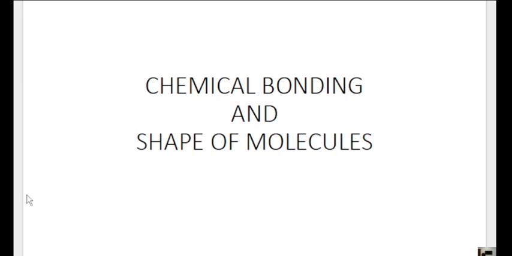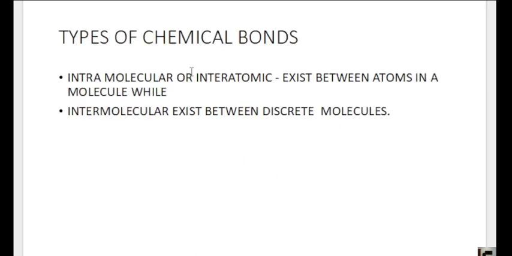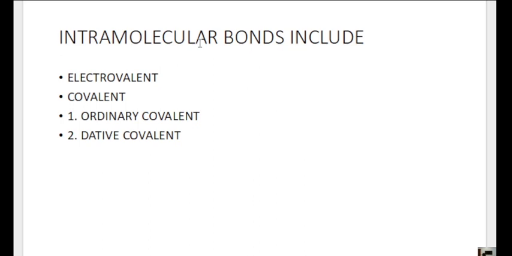So with that said, we are going to be considering 2 types of chemical bonds. The intramolecular or interatomic bond is the type of bond that exists between atoms in a molecule, while the next set of bonds are the intermolecular, which exist between discrete molecules. What then are your examples of your intramolecular bonds? You have your electrovalent bond.